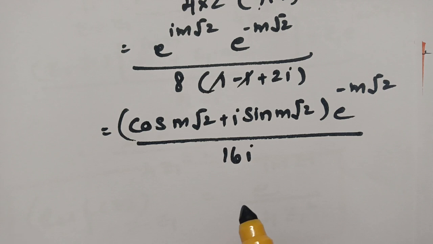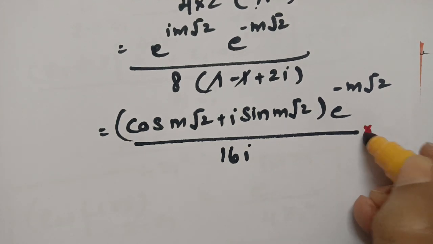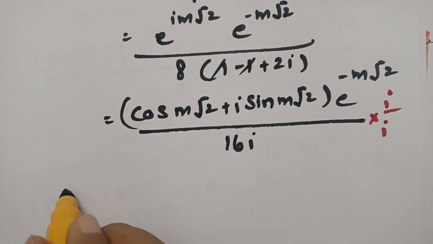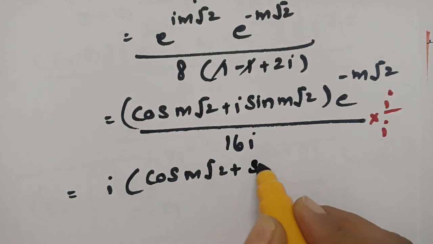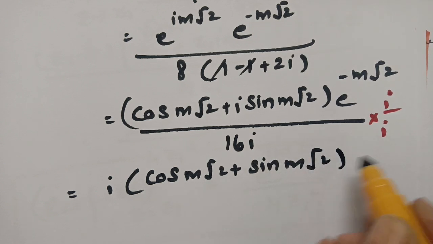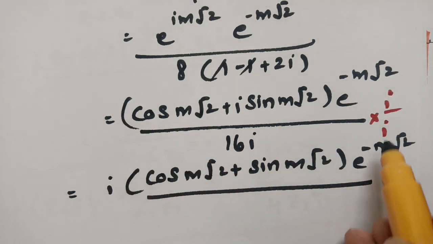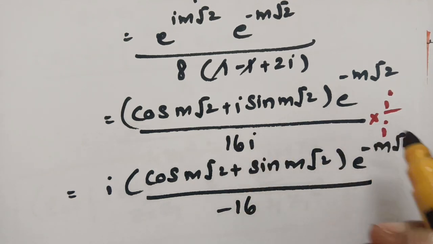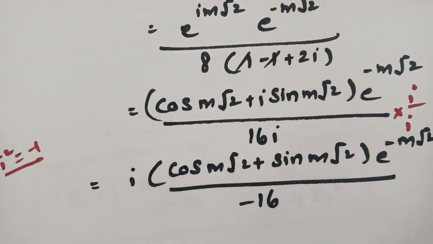Clear? And next one here: if I multiply each and every term here, there is i here, so I am multiplying and dividing with i. If I multiply with i and again divide with i, see what happens here. This will be i times of (cos m√2 + i sin m√2) into e^(-m √2) by, so this is i², this is minus 16. I² value is very clear. I into i², we have i² value as minus 1. So this value we got as minus 1.